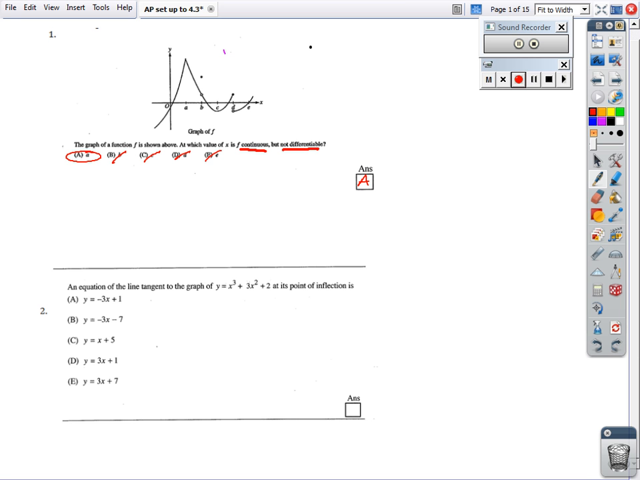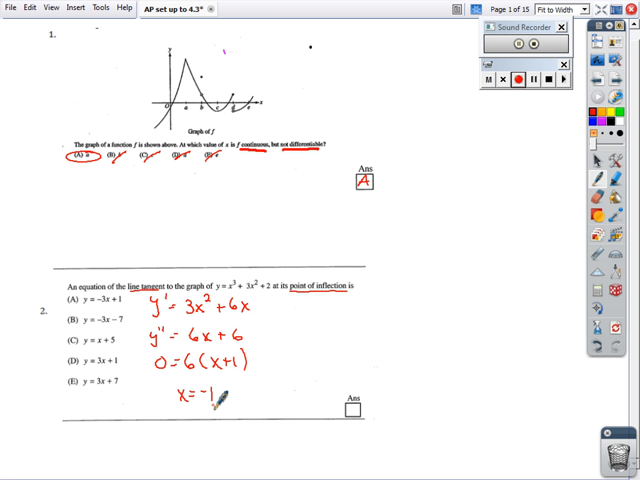Okay, next question. Number 2, they want us to find the equation of the tangent line to this function at its point of inflection. So the first step would be to find the point of inflection, and to do that we need to define the second derivative. So the first derivative is 3x squared plus 6x. Second derivative is 6x plus 6. To find the point of inflection, set it equal to 0, and we're also going to factor at the same time. Because there is a point of inflection, we know that it has to occur at x equals -1.